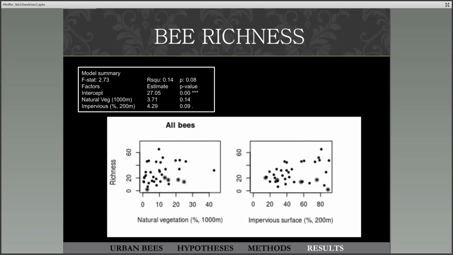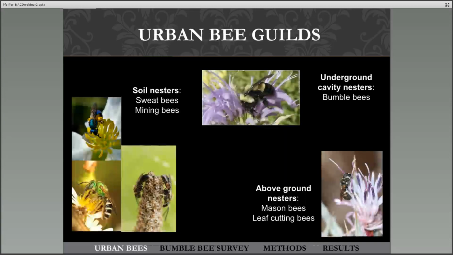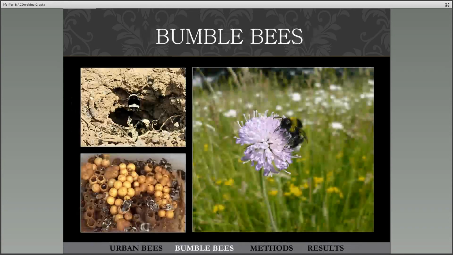The patterns represented by the bee richness overall represent mostly these soil nesting bees and small solitary bees. And there was generally a positive influence of natural vegetation in the surrounding kilometer and also of impervious surface very locally. And some of these sites with low bee richness were developed very recently, in the past decade or two. And in that project, I looked specifically at these 3 nesting guilds of bees. But we weren't really able to learn that much about bumblebees in particular.